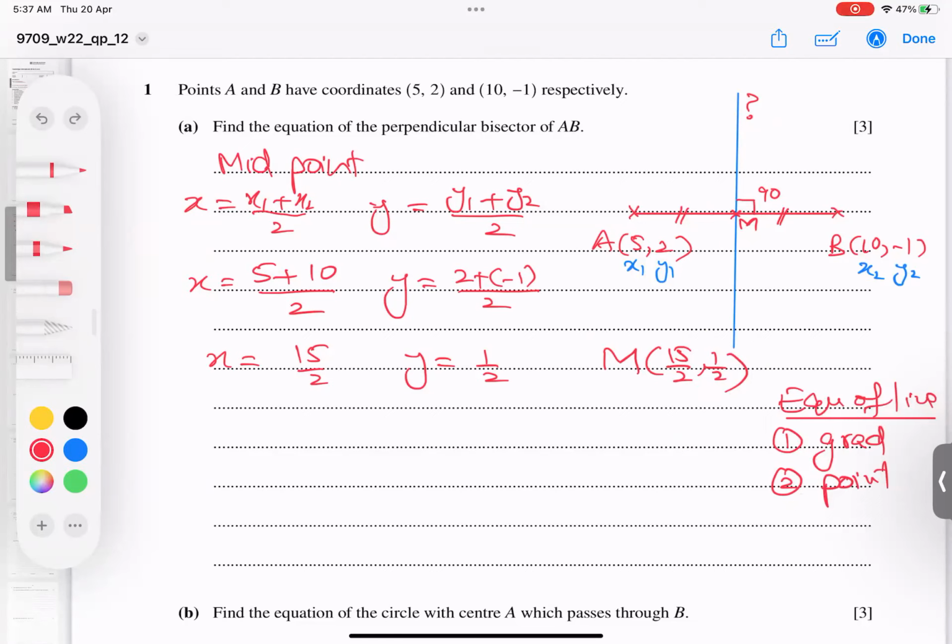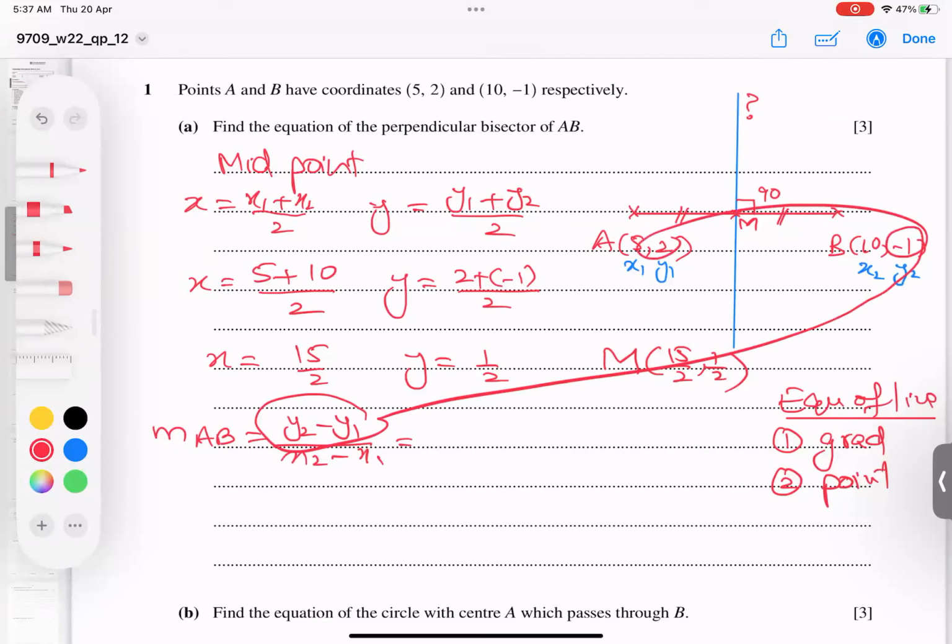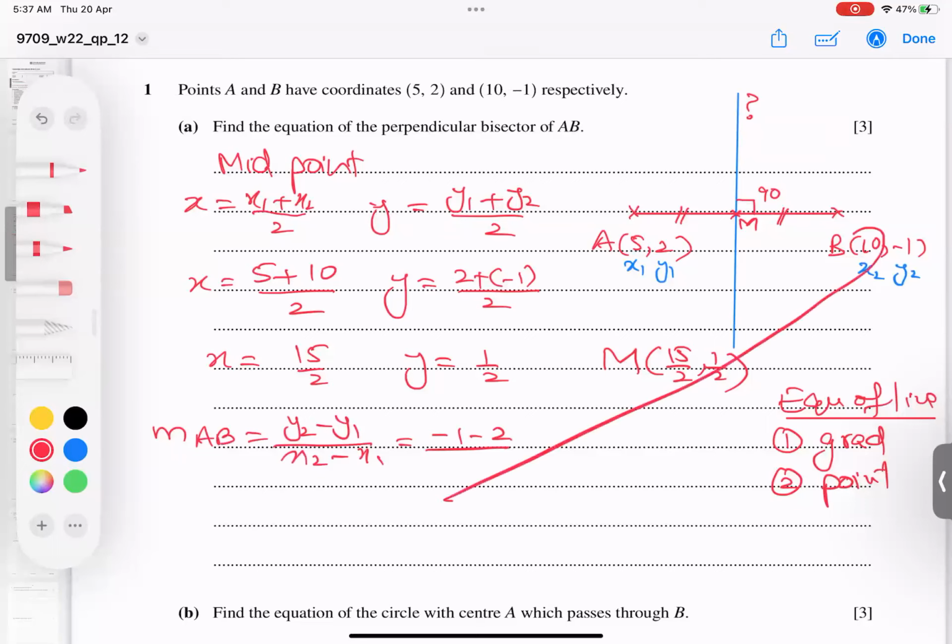So first of all, I find the gradient of the line AB. The gradient formula we are all familiar with: y2 minus y1 over x2 minus x1. y2 minus y1 means minus 1 minus 2, and x2 minus x1 is 10 minus 5. And I'm getting negative 3 over 5. So this is the gradient of the red line.